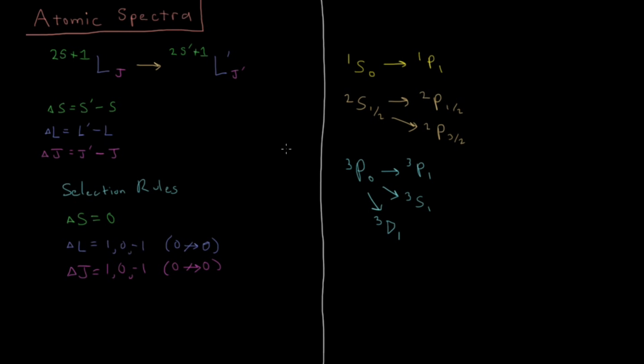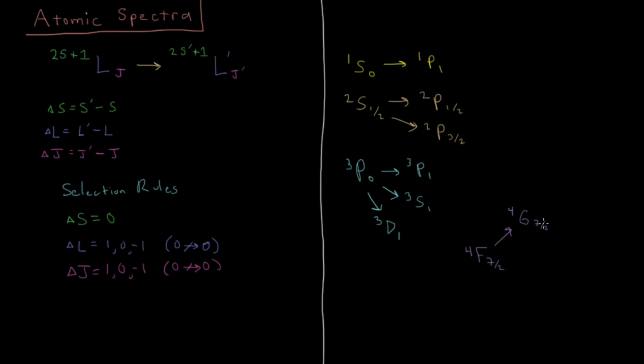Okay, so let's do one more example, which is going to have a crazy number of options. Let's do quartet F 7/2. All right. So let's start by going up. We have to stay quartet. We have to keep S the same. We can go from F, which is L equals 3, to G, which is L equals 4. And we can keep J the same. That's fine.